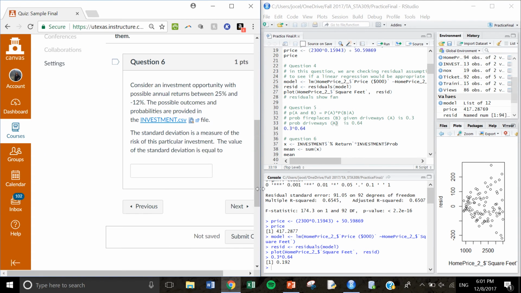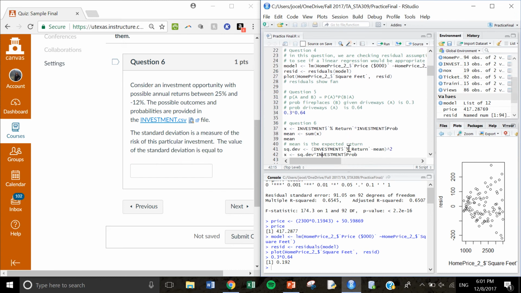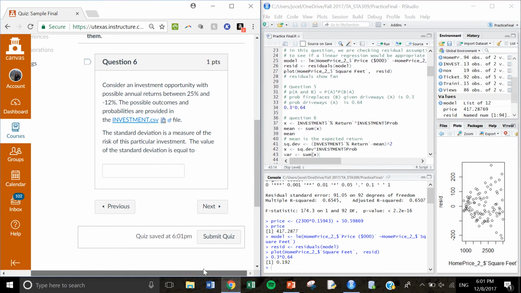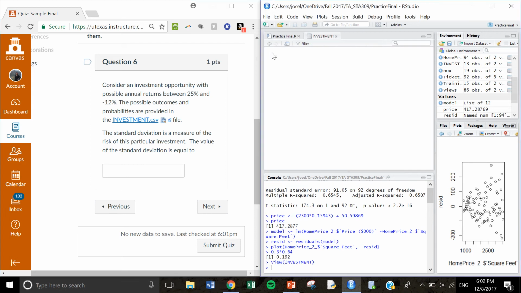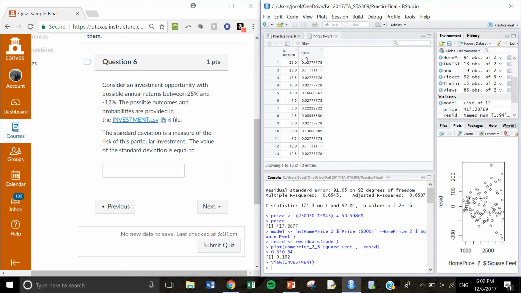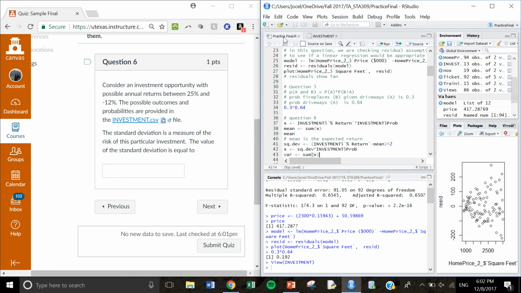Now question number 6. So it says, consider an investment opportunity with possible annual returns between 25% and negative 12%. And all of those outcomes are given in our investment file. The standard deviation is a measure of risk of the investment. And so we can't just do SD of this column because each of these investment returns has a different probability. So I can't just do SD of the percent return. I have to mess around with it and do it in a specific way.